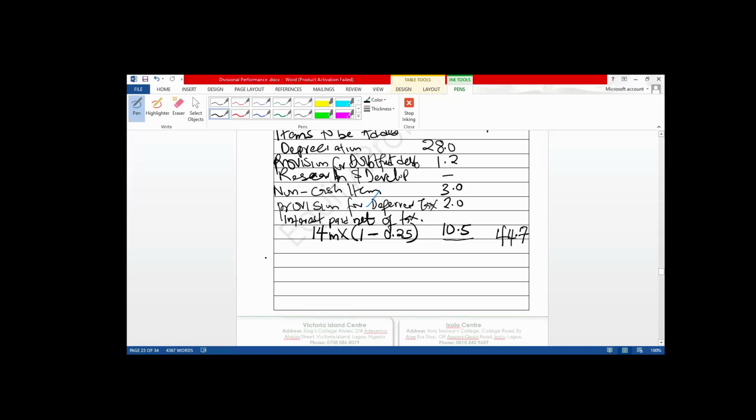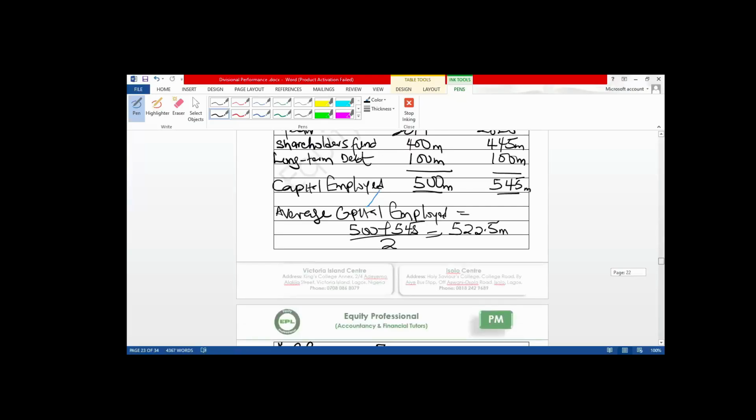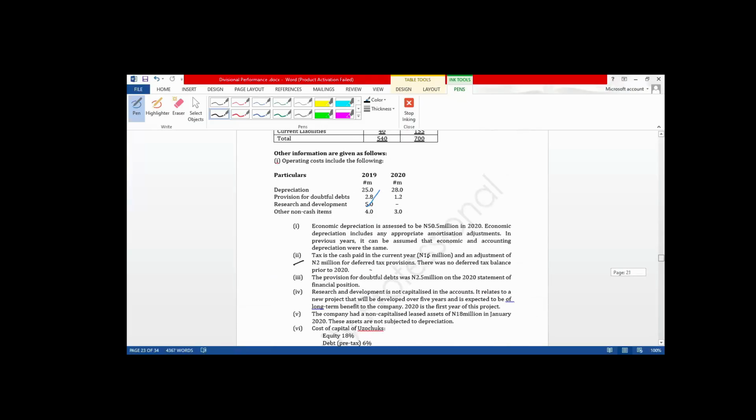Just look at the format. Then items to be deducted. Examiner saying year 2020, economic depreciation is 50.5.